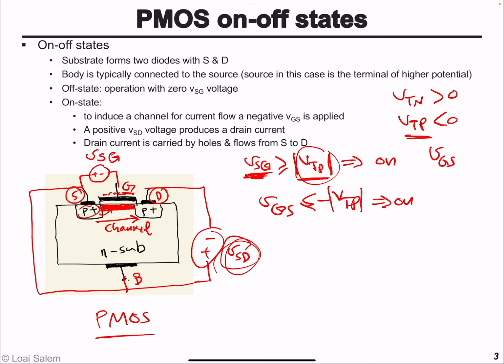So I don't like the confusion of the negative sign of the threshold voltage for a PMOS. So I just like to say if VSG is larger than or equal to the absolute value of the PMOS threshold voltage, then the transistor is going to be on. Otherwise, if VSG is less than the threshold voltage of the PMOS, then there aren't enough holes underneath the silicon dioxide in the PMOS to form a conducting channel, and so the transistor is going to be in the off state.